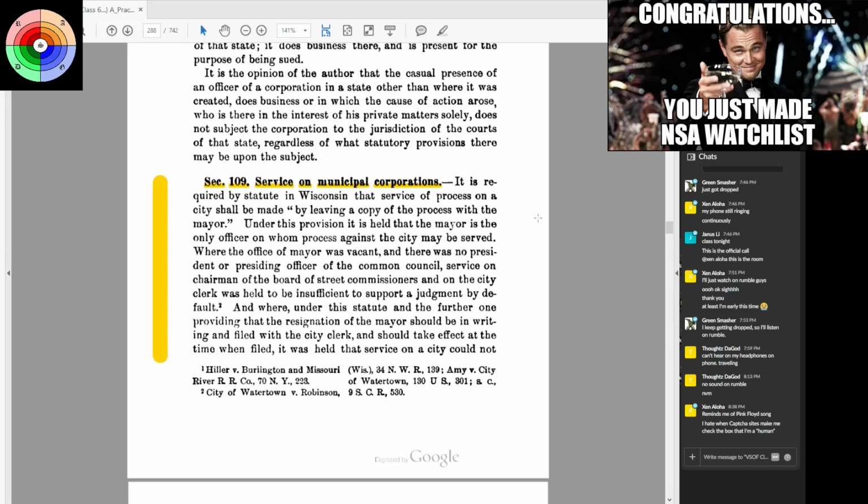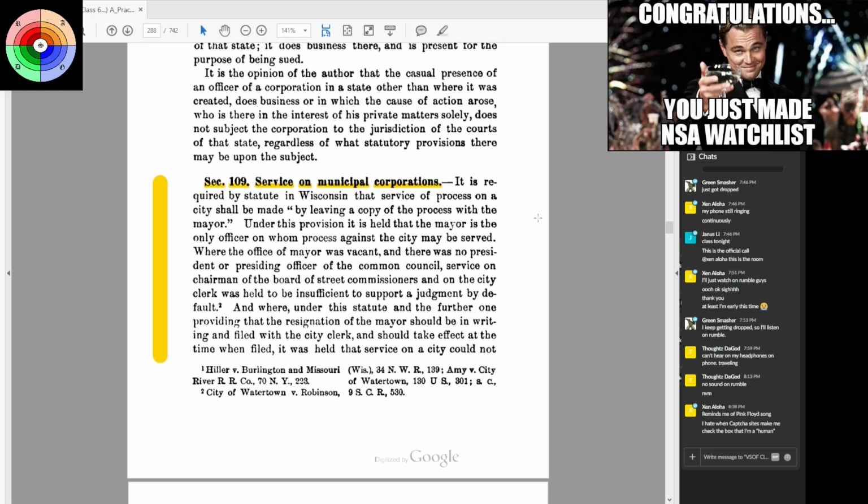But anyway, under this provision, it is held that the mayor is the only officer on whom process against the city may be served. Where the office of mayor was vacant and there was no president or presiding officer of the common council, service on the chairman of the board of street commissioners and on the city clerk was held to be insufficient to support a judgment by default. Now, I would never do a judgment by default one way or the other, and going against the city, I would always want to go through having the fun of running them through court anyway, but that's a side note.